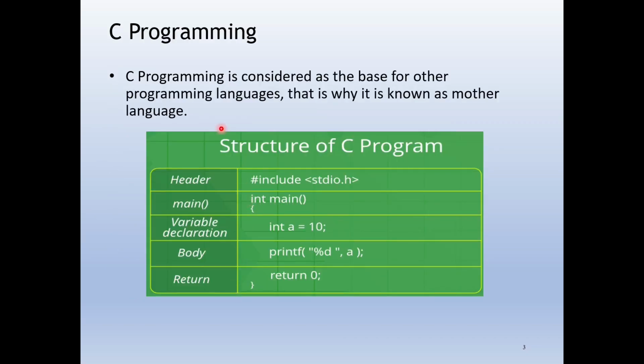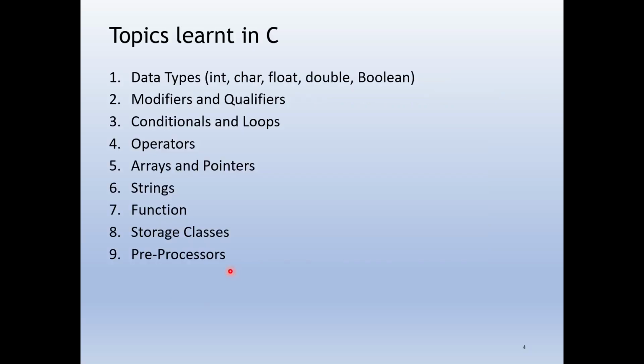C programming is considered as the base for other programming languages. That is why it is known as mother language. Here is the structure of basic C program. The first line is the header and the main part is the part which is executed during compilation. The variable declaration part is shown here. This is the body part and the last one is the return statement.